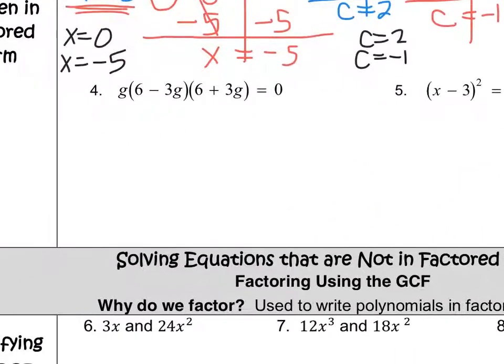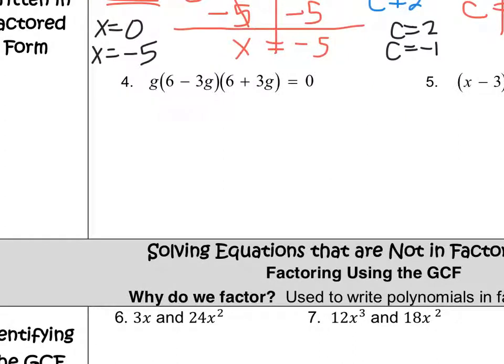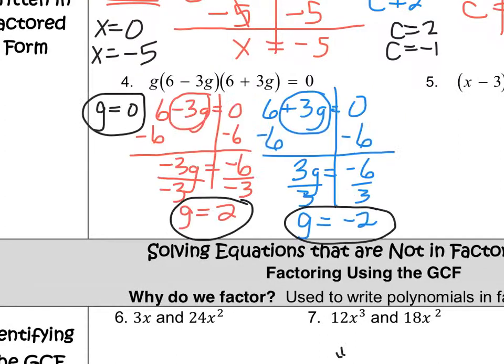Okay. So now I want everyone to do number 4 on your own. Pause the video, come back and check your answers. Okay, so my answers are g equals 0, g equals 2, and g equals -2. The only thing on that one was to notice we actually had 3 factors instead of just 2.